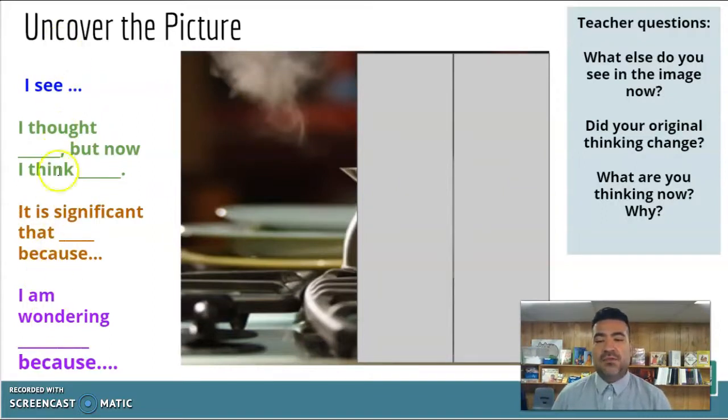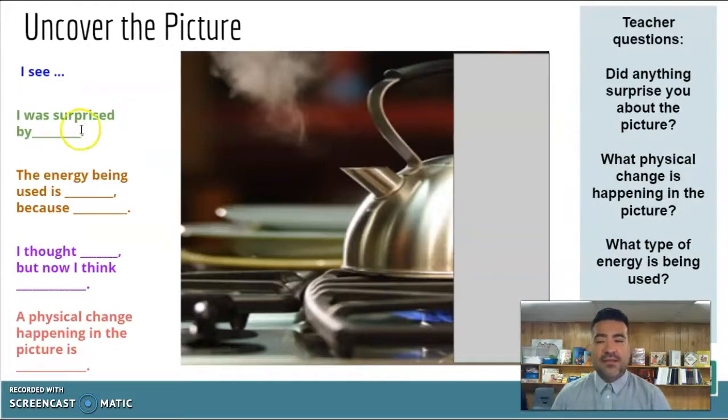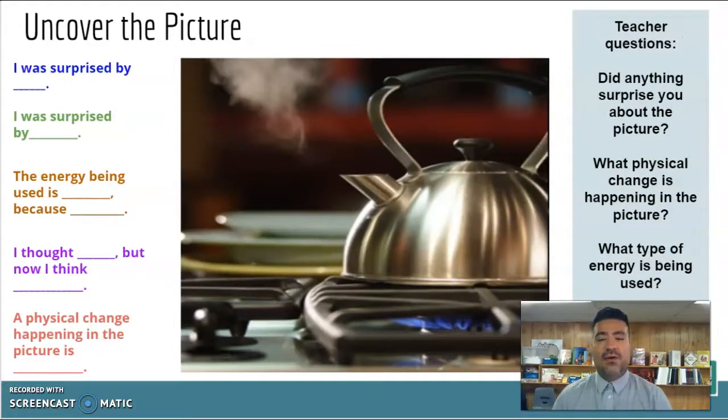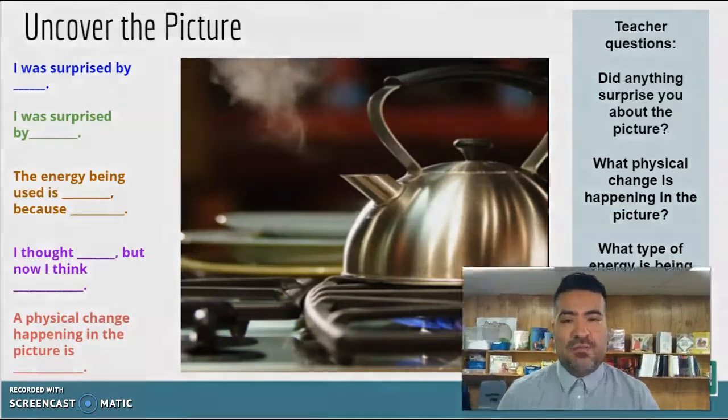Different sentence stems or the same sentence stems, but you're continuing to ask the students to wonder, to think, to imagine. Here we do have the different sentence stems, like I was surprised by, or I thought, a physical change. So now we are embedding even our science here. And finally, you uncover it all. And again, I was surprised. You use the sentence stems on the side. I thought. Again, another idea for a structured conversation.